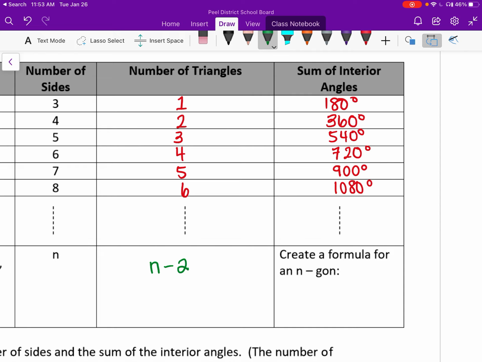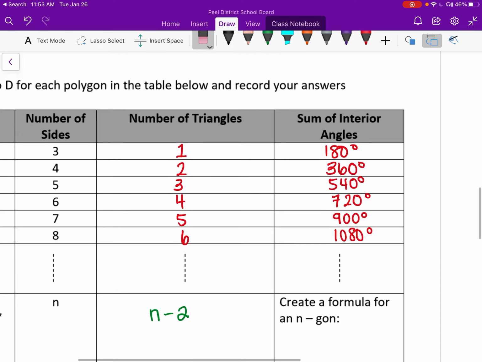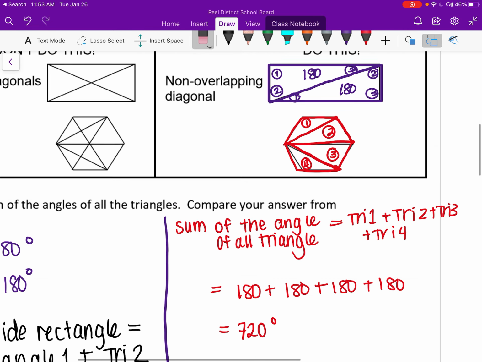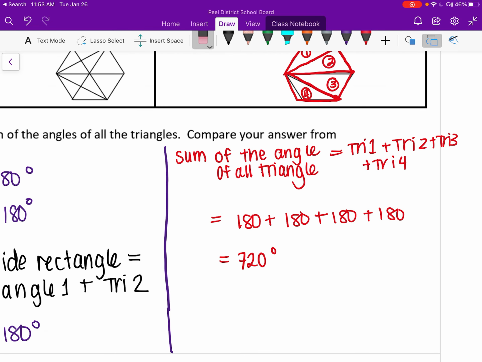Once I found the number of triangles, I just needed to multiply it by the sum of the interior angles of that triangle. And the sum of interior angles of a triangle is always going to be 180. So whatever I did here, I did 2 times 180, gave me 360. 1 times 180 gave me 180. 3 times 180 gave me 540, right? So even when I was doing this up here, there were 4 triangles in here, so I did 180 plus 180 plus 180 plus 180, when I could have just done 4 times 180, right?